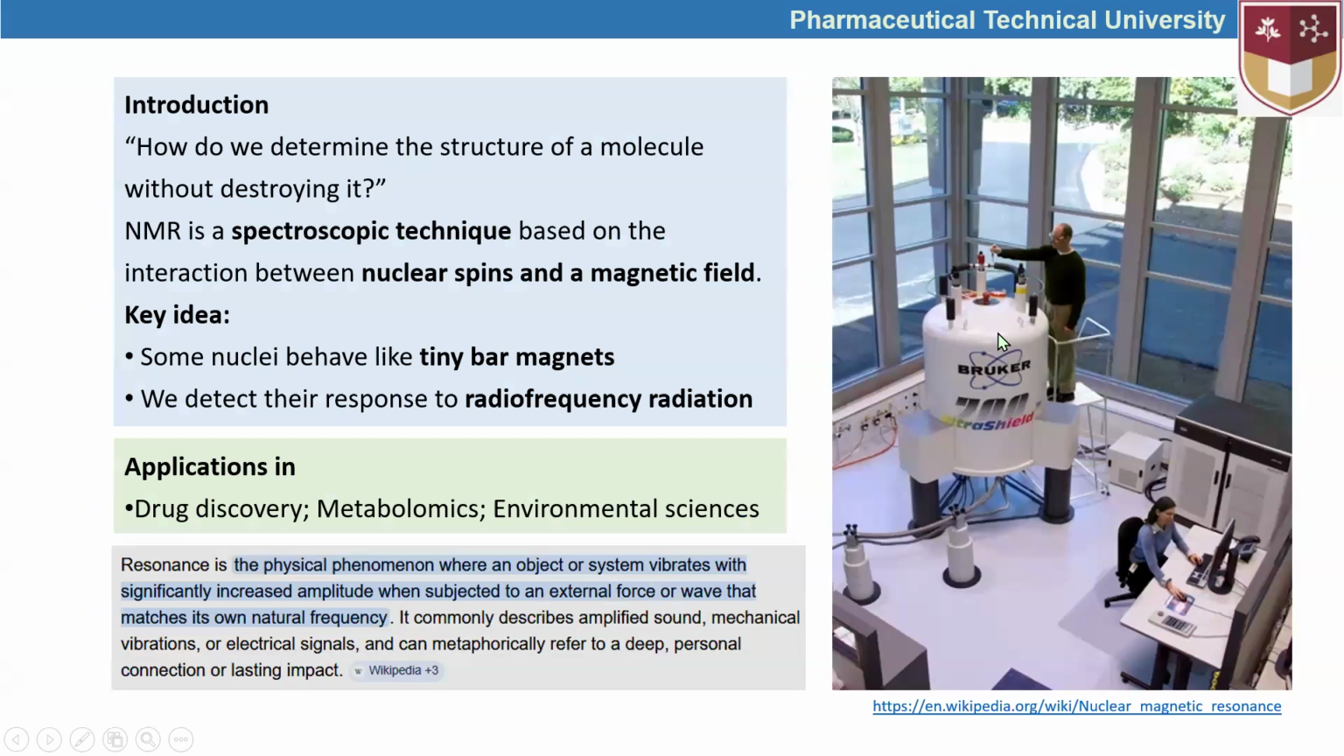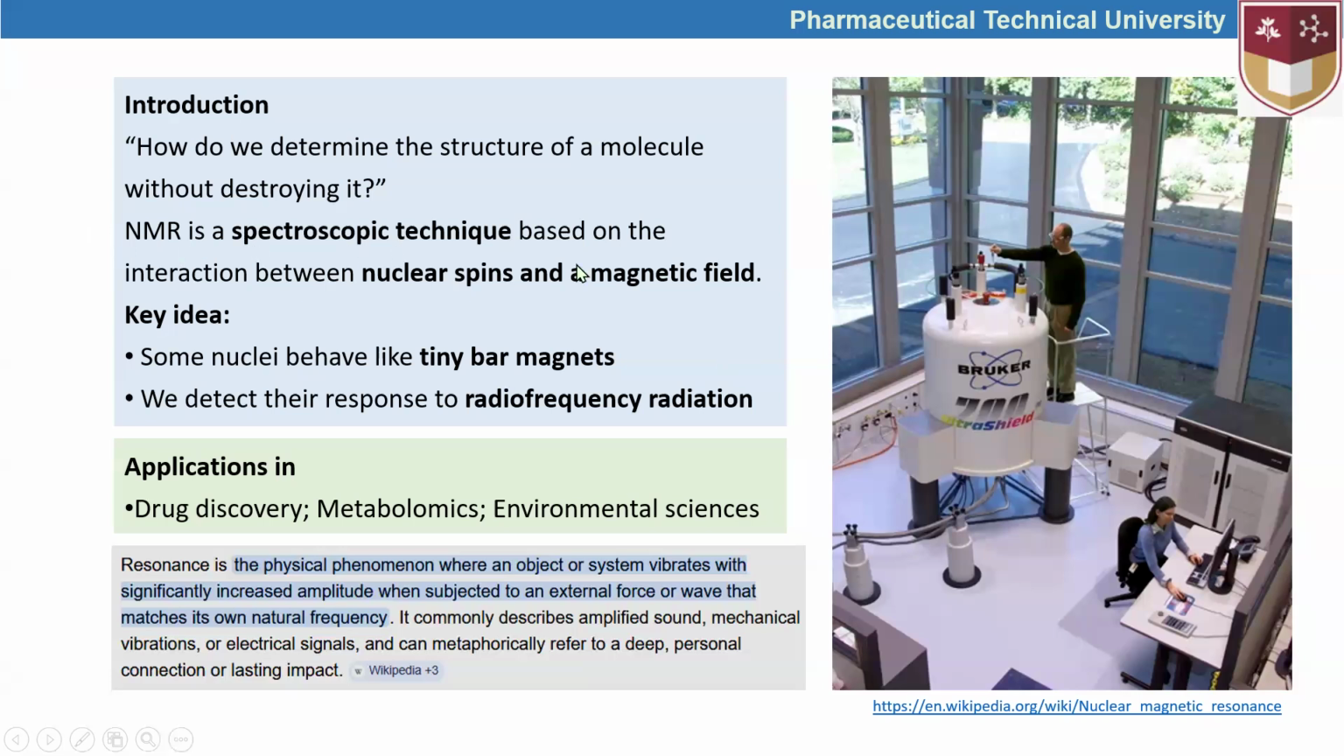The NMR spectroscopy tool looks like this. It is very big, and how the inside of the tool looks is given at the end of the lesson. So for now, what we can understand is that this is a big, expensive tool. And how do we determine the structure of a molecule without destroying it? This can be explained by NMR spectroscopy.